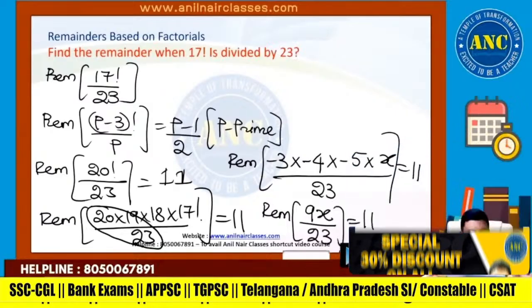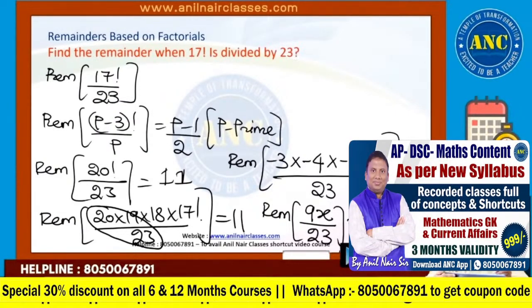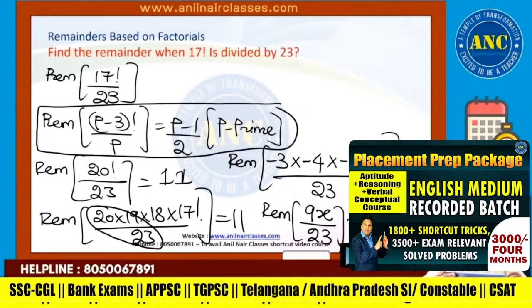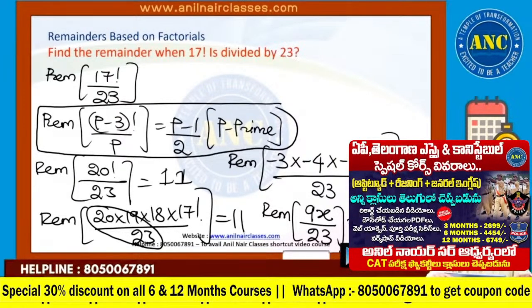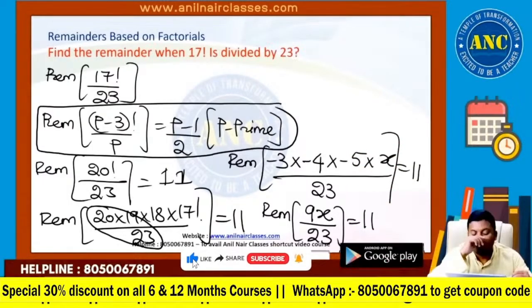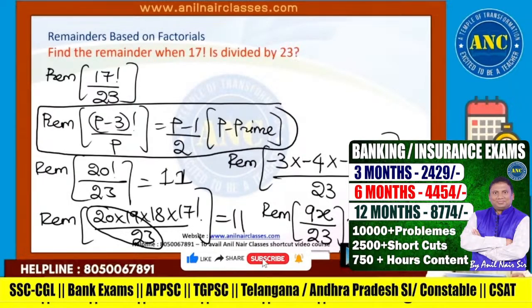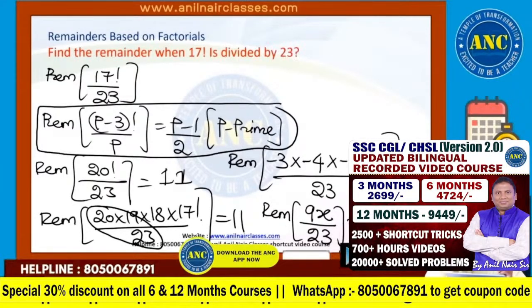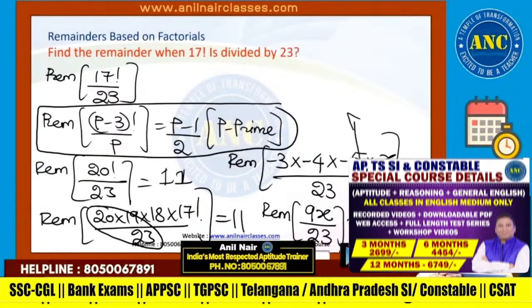I hope till here it is clear. P minus 3 factorial when divided by P is P minus 1 by 2. 20 factorial by 23 is 22 by 2, which is 11. 20 factorial is 20 into 19 into 18 into 17 factorial by 23. 20, 19, 18 are 23 minus 3, minus 4, minus 5, into x divided by 23 is 11. 60 is 23, 3s are 69, minus 9. Now from here you can solve this one.